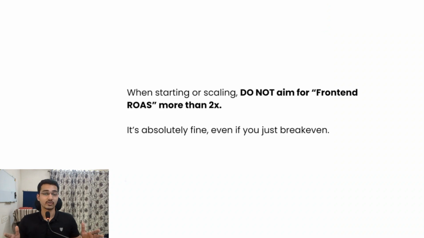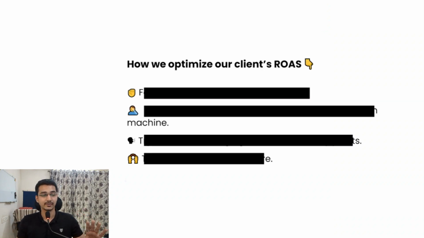So again, as people say, the main money, the core money, is made in the backend, and in the front end you just keep marketing your products, your offers, and yourself. But in case your front-end ROAS is less than 1x, or you are unable to break even, here's how we optimize our clients' ROAS.